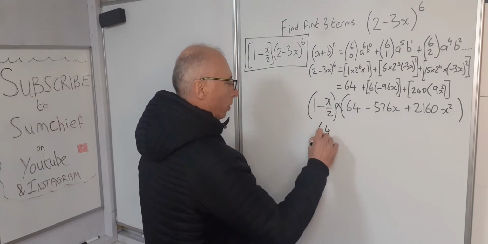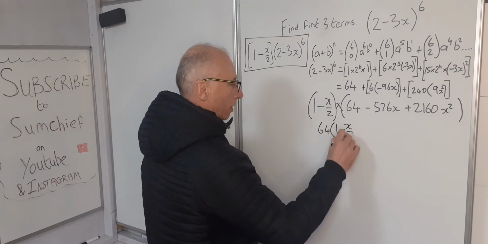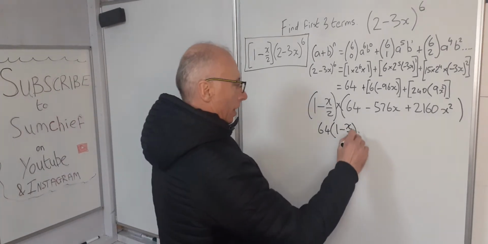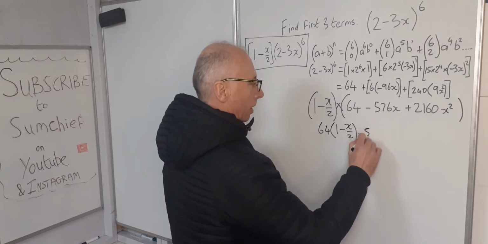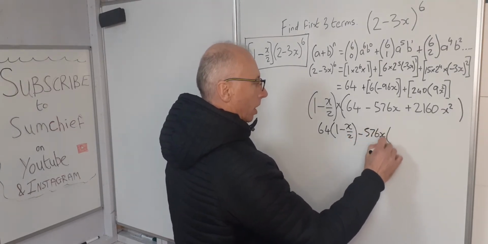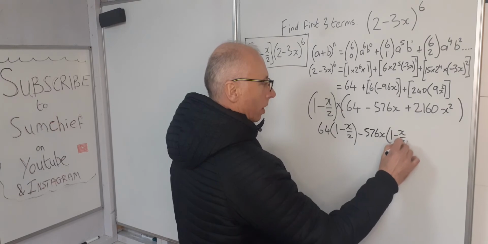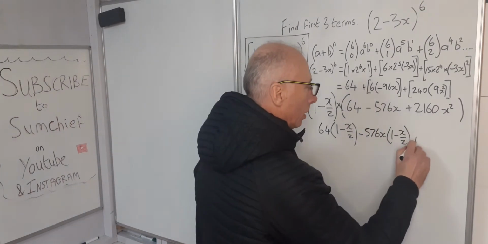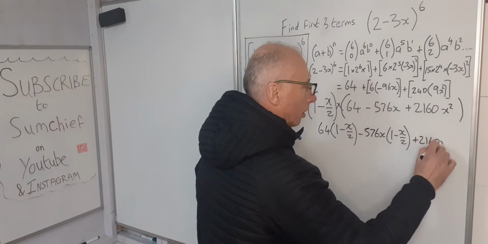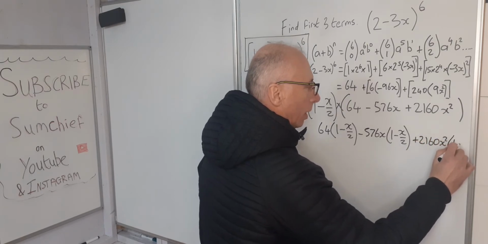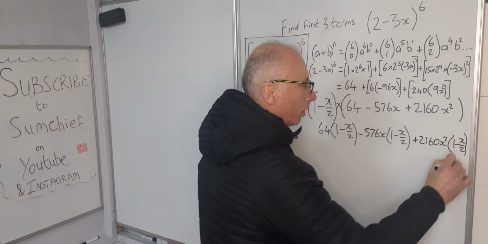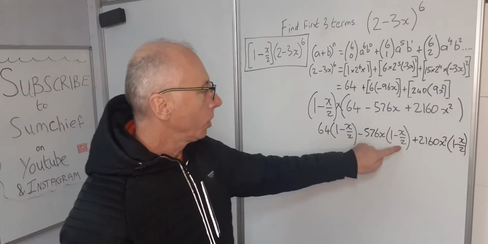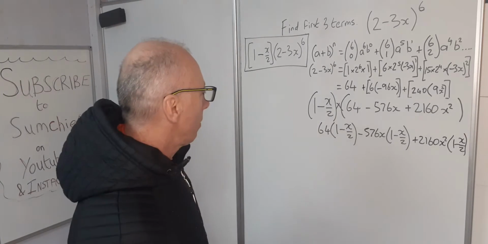So 64(1 - x/2), that's the first one. Then minus 576x(1 - x/2), and then 2160x squared (1 - x/2). Okay, so now we're just going to FOIL out each individual one and see where we get.